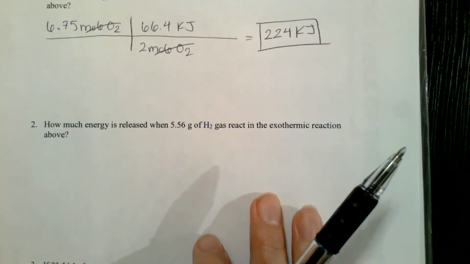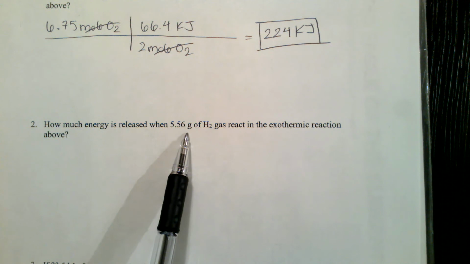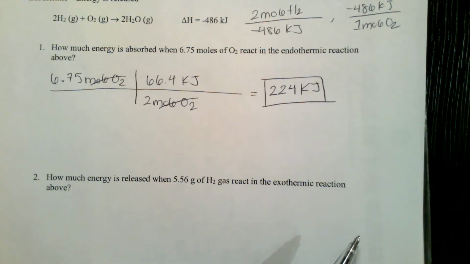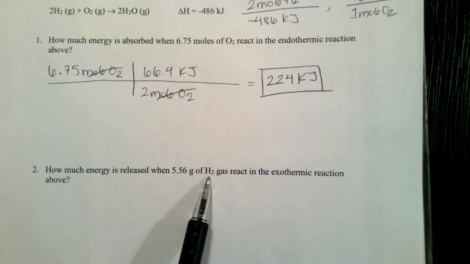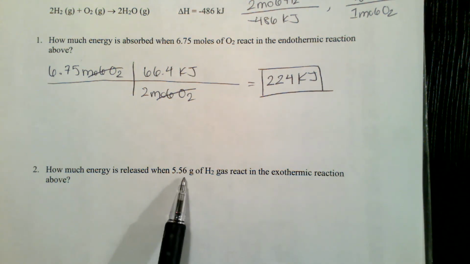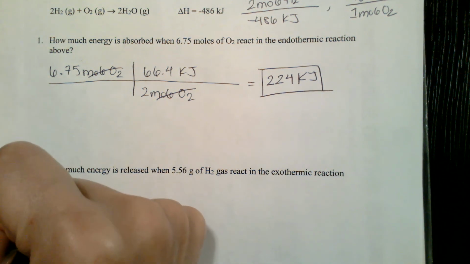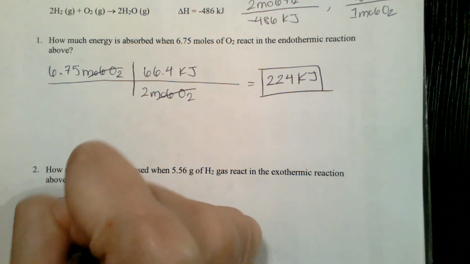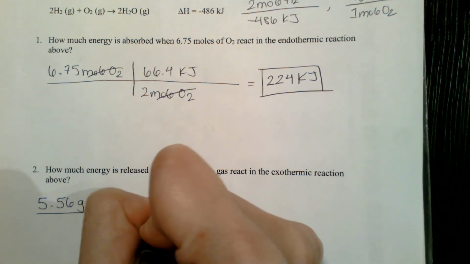Okay, so number 2: how much energy is released when 5.56 grams of H2 react in the exothermic reaction above? So now we're looking at this one here. Now we're not given moles, we're given grams. That's okay. We know how to turn grams into moles. So we have 5.56 grams of H2, and we have 1 mole of H2.